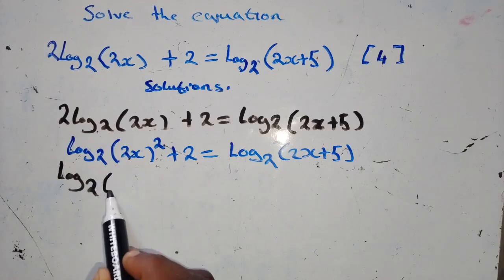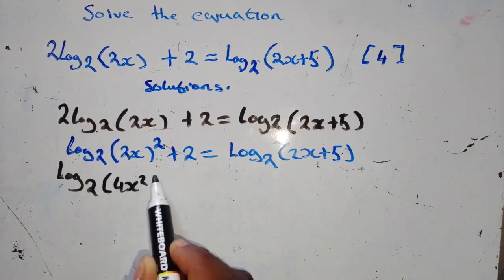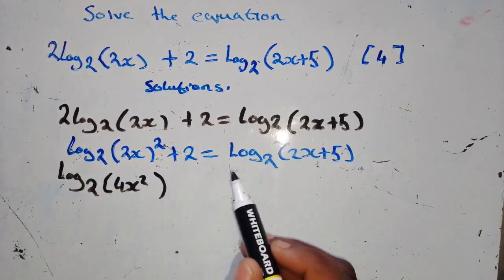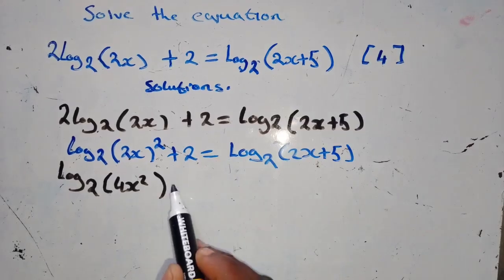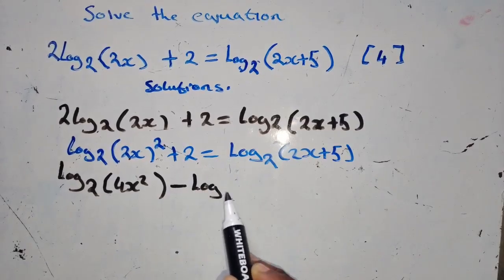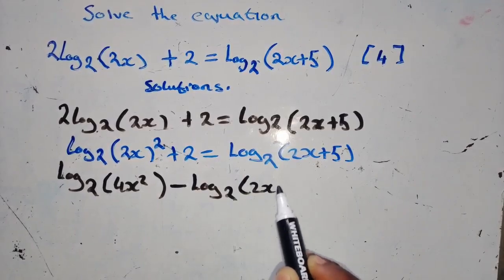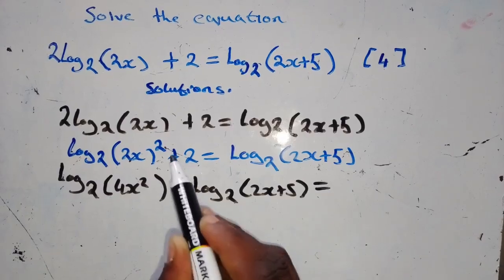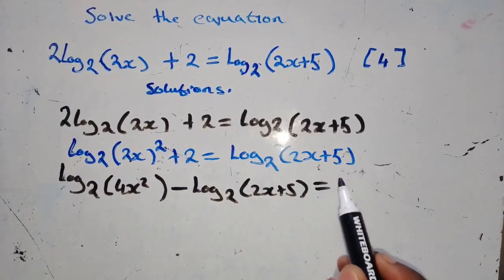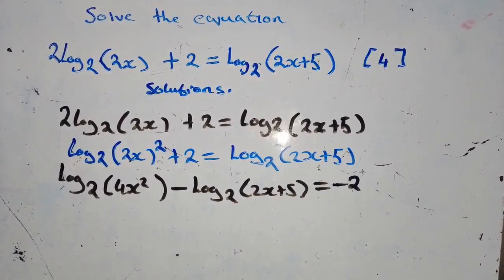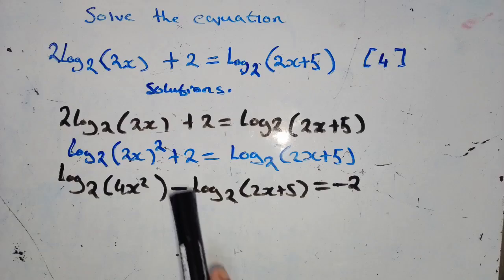So here we have our 4x squared, and when the log term comes this side, it will become negative since here it's positive. So we're going to have log₂(4x²) − log₂(2x + 5) = −2. When 2 comes this side, it will become negative. You know that when a number crosses the equal sign, its sign changes: if it's negative it becomes positive, and if it's positive it becomes negative.